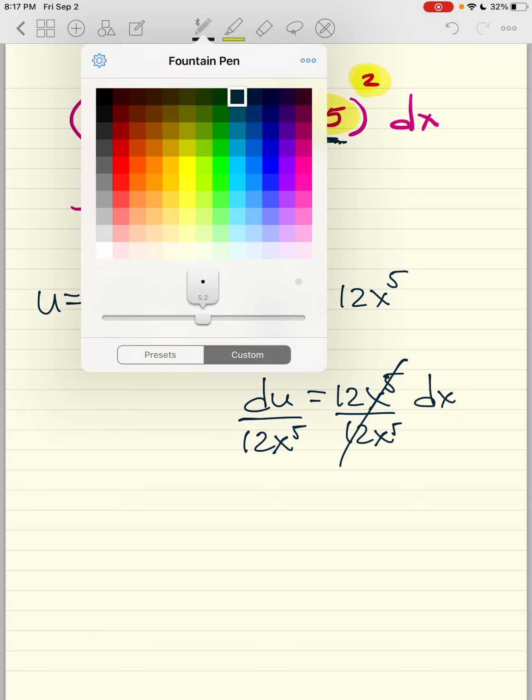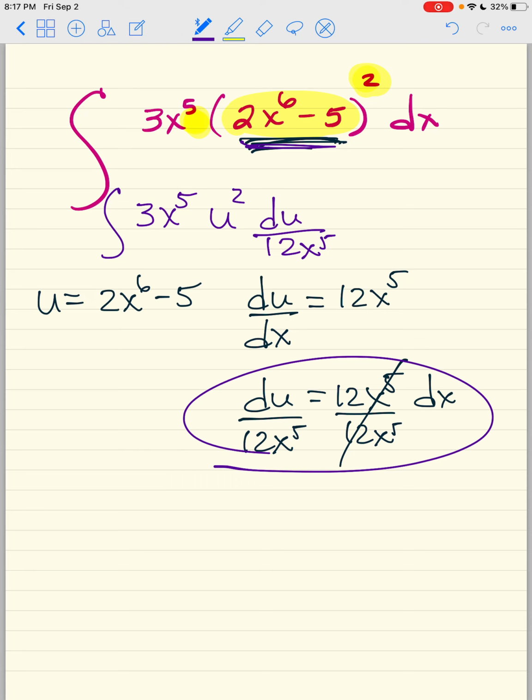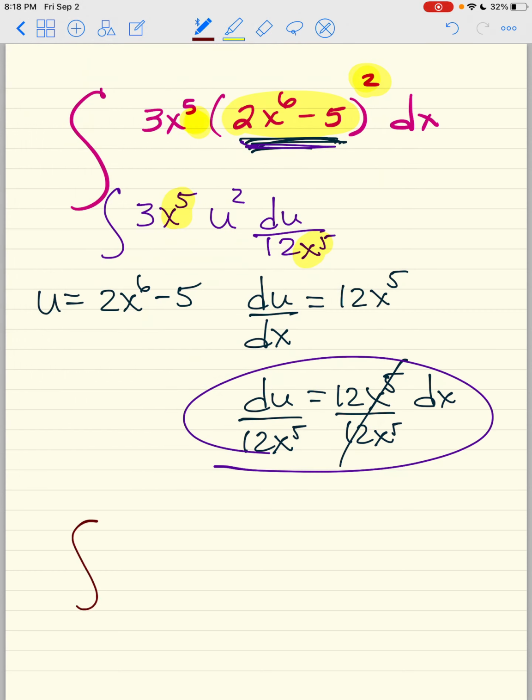That crosses off. Now what we're going to do is we're just going to go back and rewrite everything. Here's my long s. I never touched 3x to the 5th, so we're going to rewrite that. This is my u, that's to the 2nd, and then dx is du over 12x to the 5th. My x to the 5th cancels out. The numbers don't have to cancel out, but the letters do. What's 3 over 12? 3 over 12 is a 4th. So I'm going to just leave the 1/4 out because it's just a coefficient.